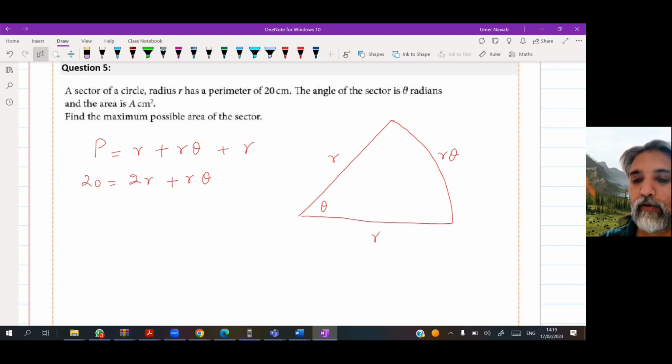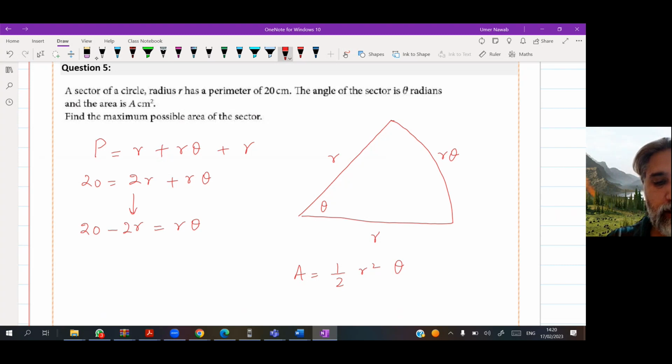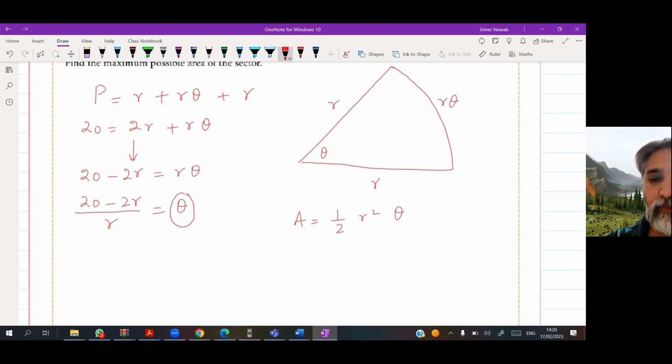He's also talking about the area of a sector, which is equal to half r squared theta. So can I find the maximum possible area? How can I do this? I can make theta the subject and substitute it here. I think this is better: make theta the subject from this expression. So 20 minus 2r is equal to r theta, and then I will send the radius to the other side. This gives me theta.